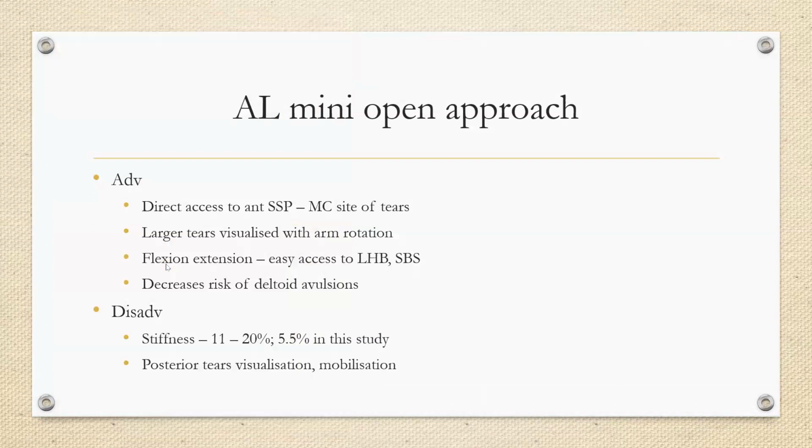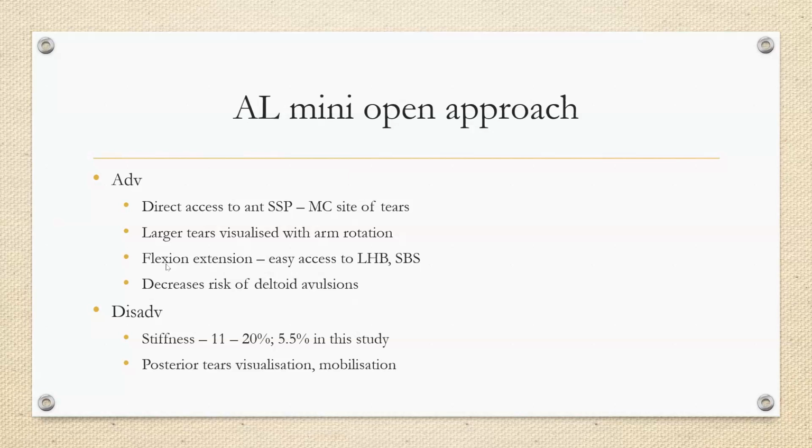The primary advantage of the anterolateral mini-open approach is that it allows direct access to the anterior supraspinatus fibers, which is the most common site of tear. Other tears can also be relatively well visualized with rotation of the arm. However, again, it is difficult to visualize posterior tears.